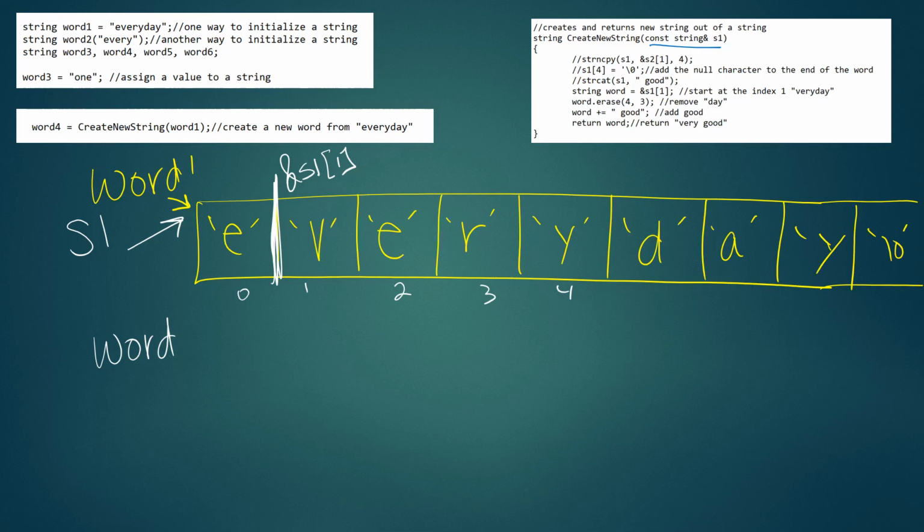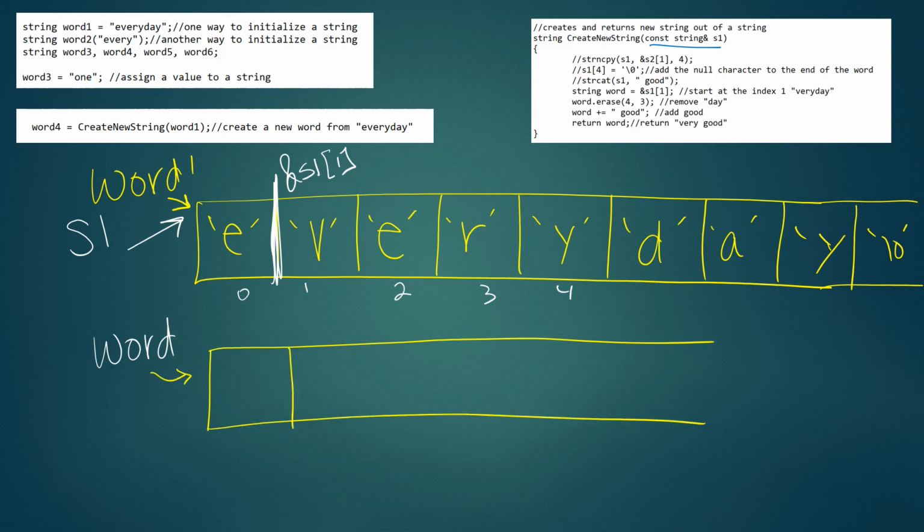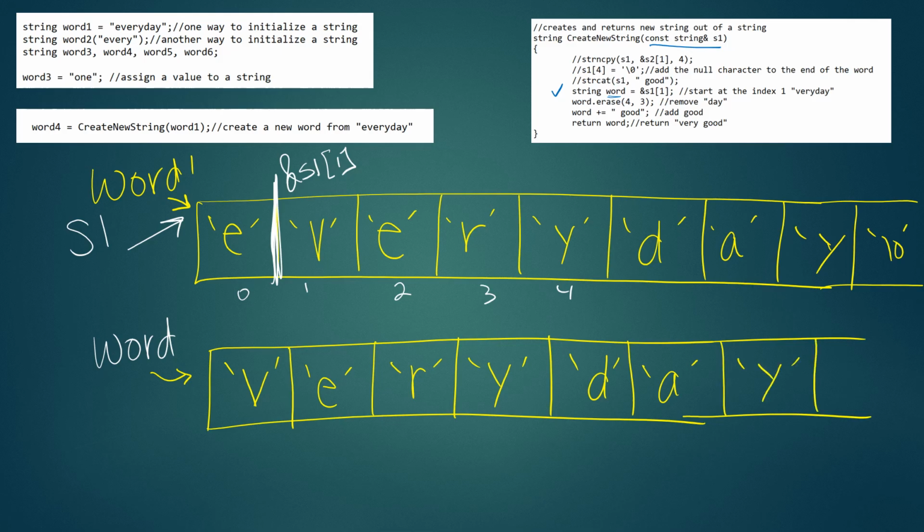So word is going to get assigned starting from this location. We declared word, and we are copying over all of the letters V, E, R, Y, D, A, Y, null character. So we copied from S1, which is this one right here, into word, everything starting from the address of index 1.